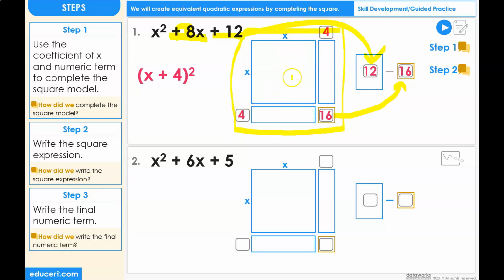To write the square expression, we think about the box model for multiplication, and this would be representing the multiplication of x plus 4 times x plus 4, or x plus 4 squared. Step 3. Write the final numeric term. We have a positive 12 minus 16, and so the numeric term comes from these two boxes as negative 4. How did we write the final numeric term?